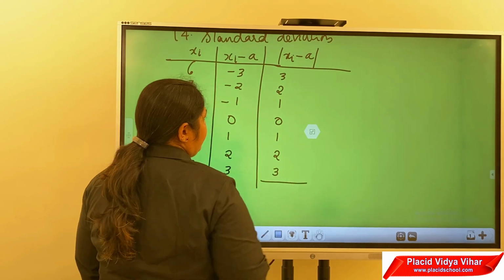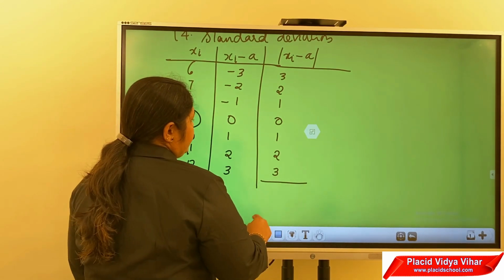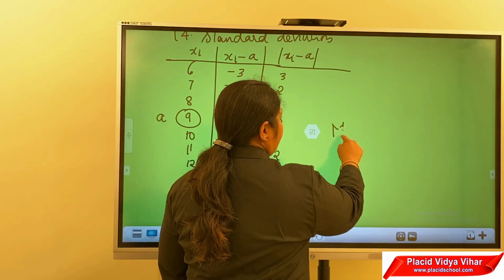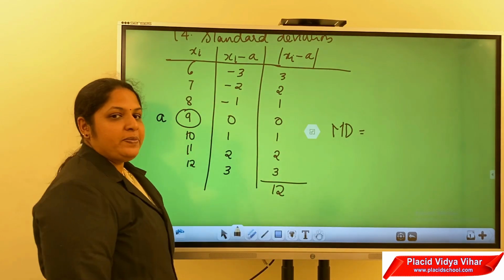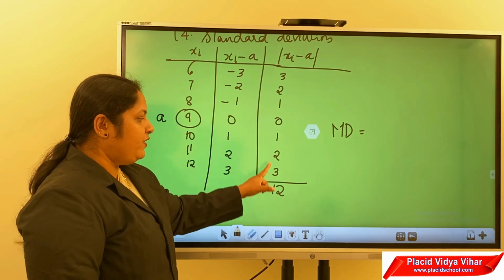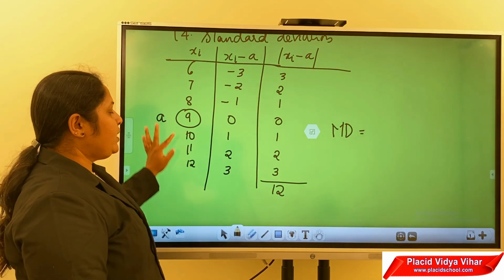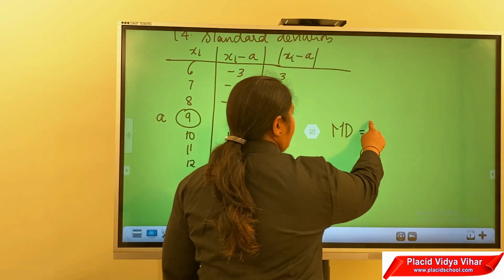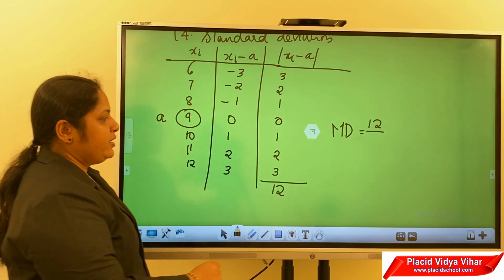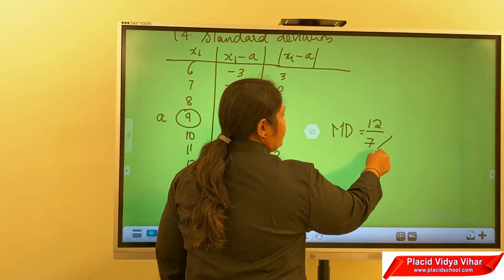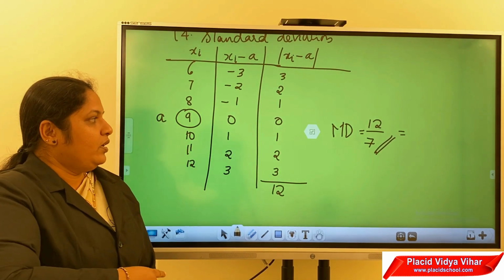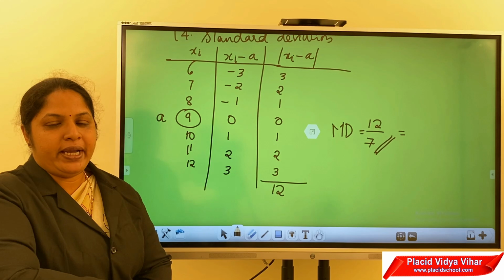Now you have to find the sum, that is 6 plus 6, 12. Now mean deviation is the sum of absolute values of deviations divided by the total number of observations. So that is 12 divided by the total number of observations, which is 7. So the mean deviation is given as 12 by 7.